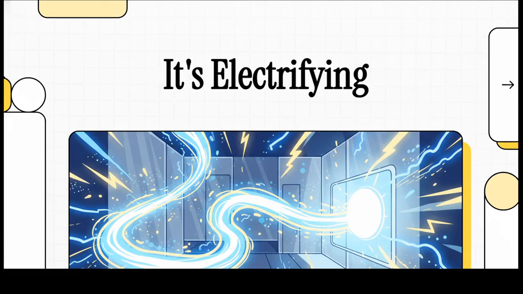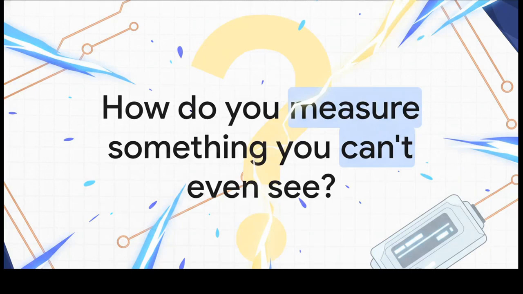Have you ever really thought about it? I mean, this invisible power that's flowing through your walls right now, lighting up your screen. It's everywhere. We use it constantly, but we can't see it, touch it, or smell it. So that begs the question: how on earth do you put a number on something that's totally invisible? It sounds kind of impossible, right?